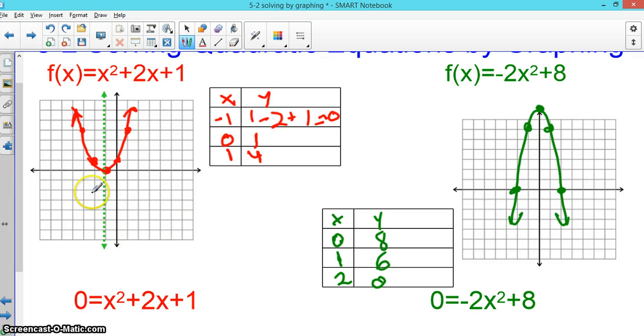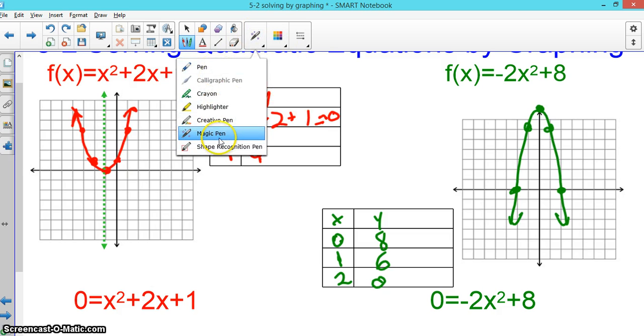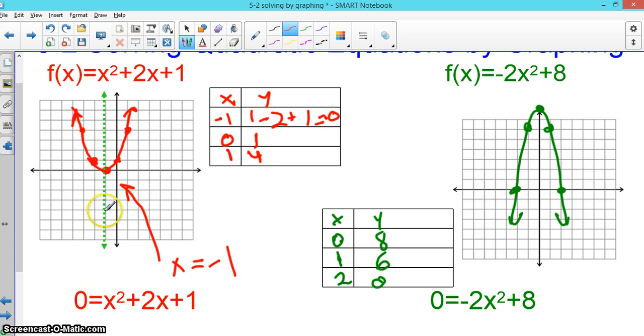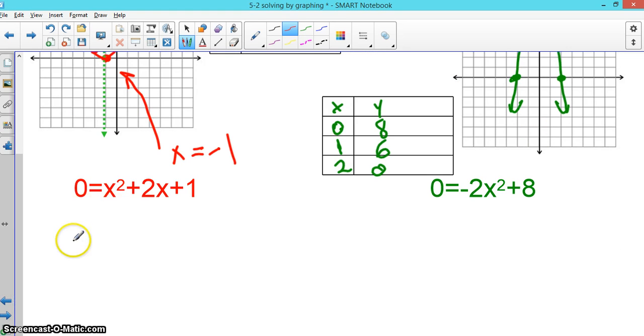So the solution here to this right here is x equals -1. Okay, I lost the pen. So x equals -1 is the solution to this. You just look at the picture. That is when y is 0. It must be right there. Plug it in to check.